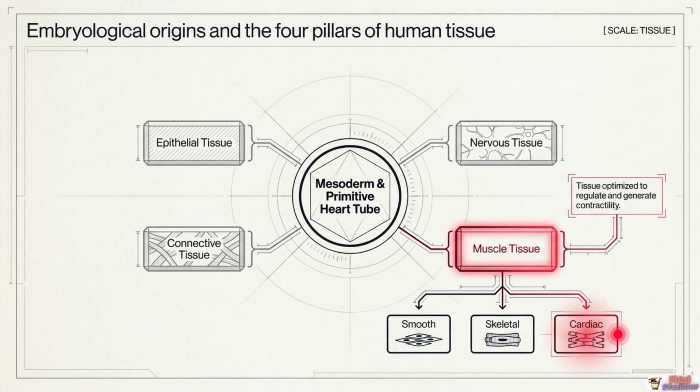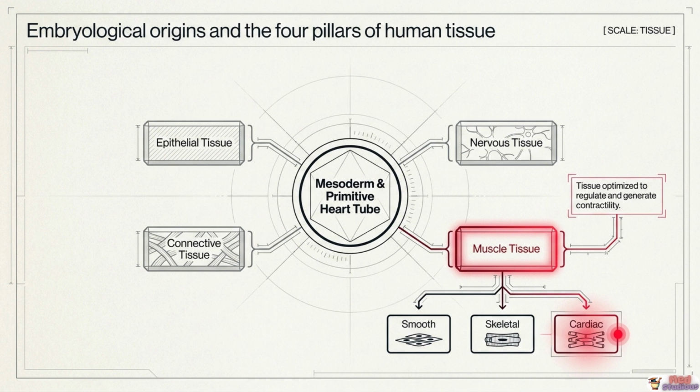To truly understand how this pump operates, we must trace its origins back to embryological development. The human body is built upon four fundamental cellular pillars: epithelial tissue, connective tissue, nervous tissue, and muscle tissue. Each possesses a highly specialized evolutionary role. However, the heart represents a masterclass in tissue specialization.